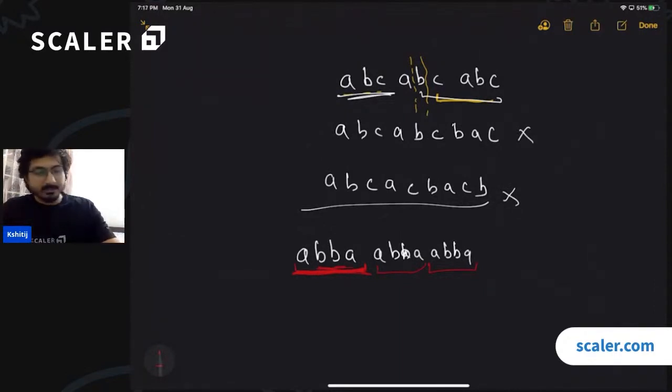Can we use stack, Komal? You can definitely use anything that you want, but the problem has to be solved, right? So you are free to use any data structure.